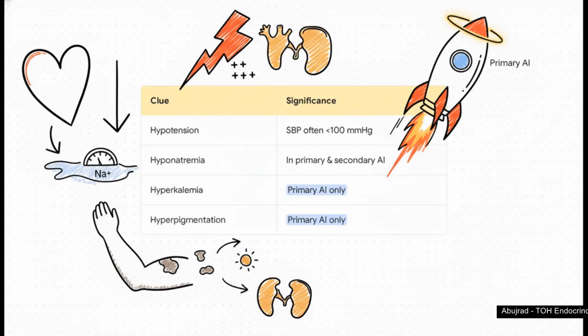Now this is where your suspicion starts to harden into a real diagnostic possibility. Hypotension and hyponatremia are common flags, but the real game changers, the things that separate the signal from the noise, are hyperkalemia and hyperpigmentation. If you see those, primary AI should immediately rocket to the top of your differential list. Why? Because they're both caused by processes that are completely unique to when the adrenal gland itself fails.